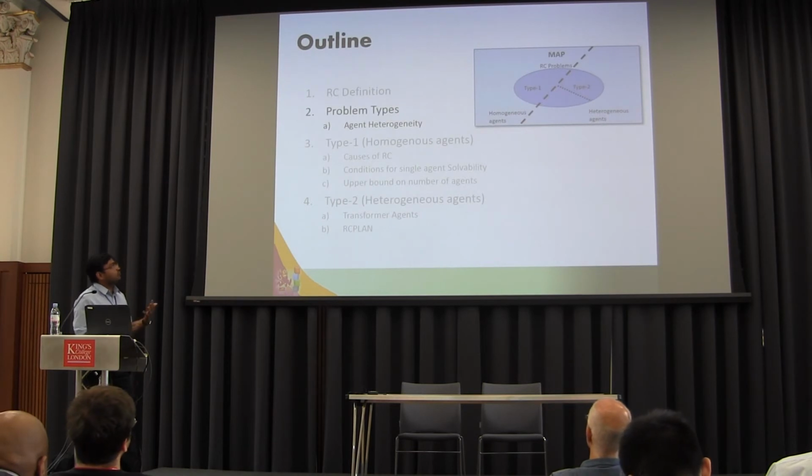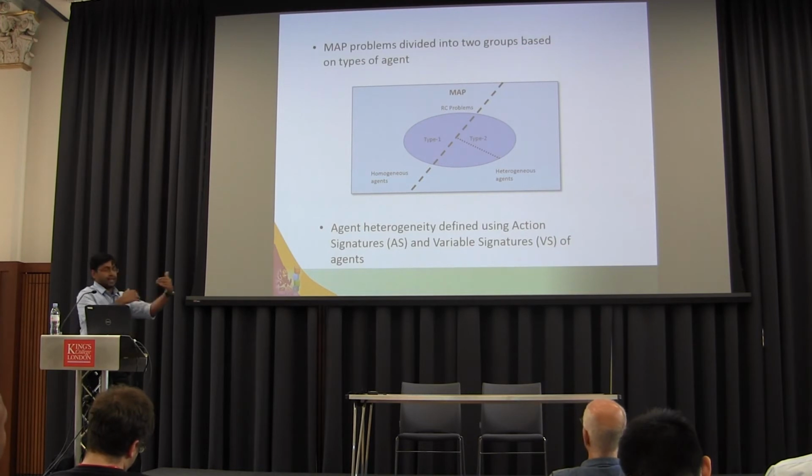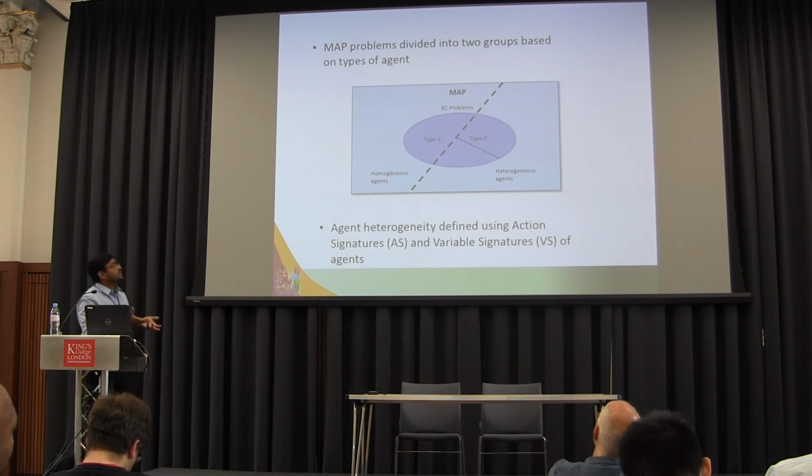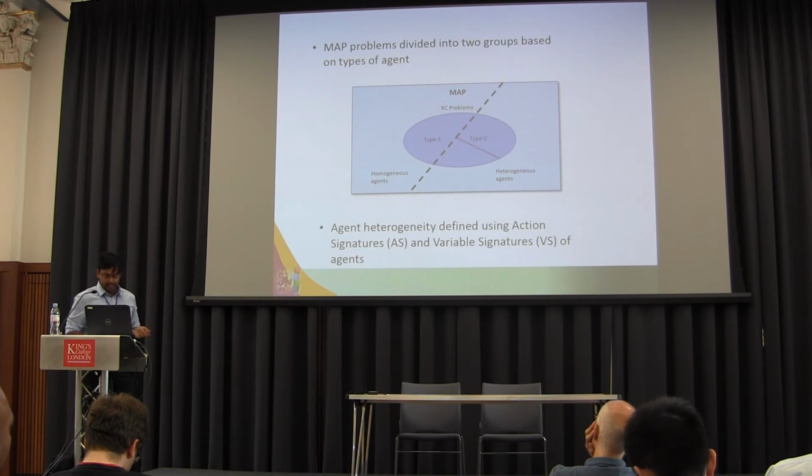Okay, now moving on to the problem types. Like I mentioned, we broadly divide the entire set of RC problems into two types, type 1 and type 2. Type 2 consists of only problems with heterogeneous agents, and type 1 consists of problems with only homogeneous agents. And we define this concept of heterogeneity using two new ideas called action signature and variable signature.